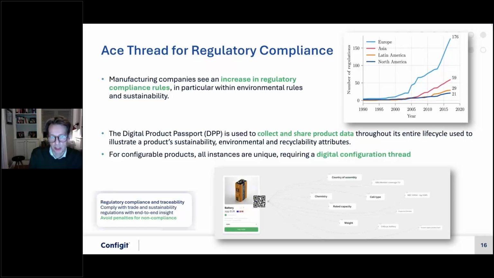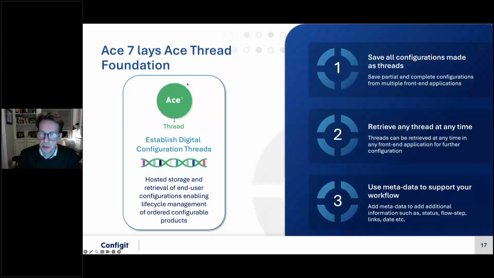So in order to expose the passport to your customers, you must know for each instance how it was configured, and based on that, pull out the information, whether it's a CO2 footprint or whatever it might be, from a database based on the configuration string. So that was some cases where we see a use of the Ace Thread.